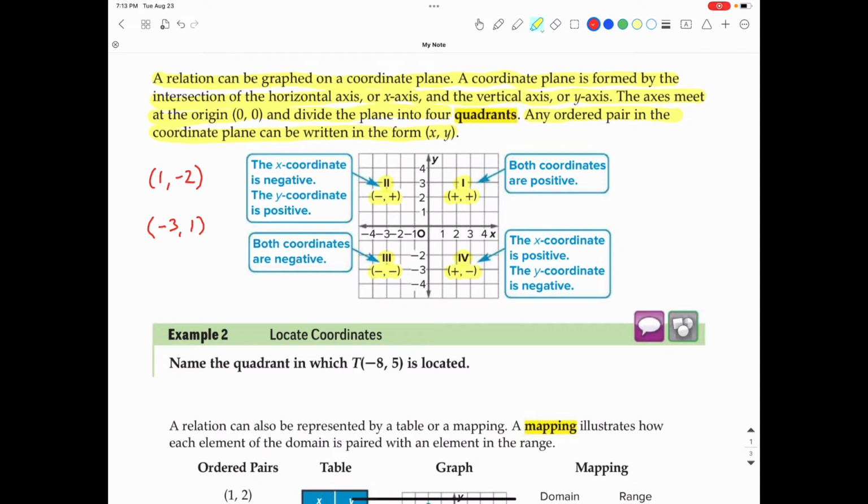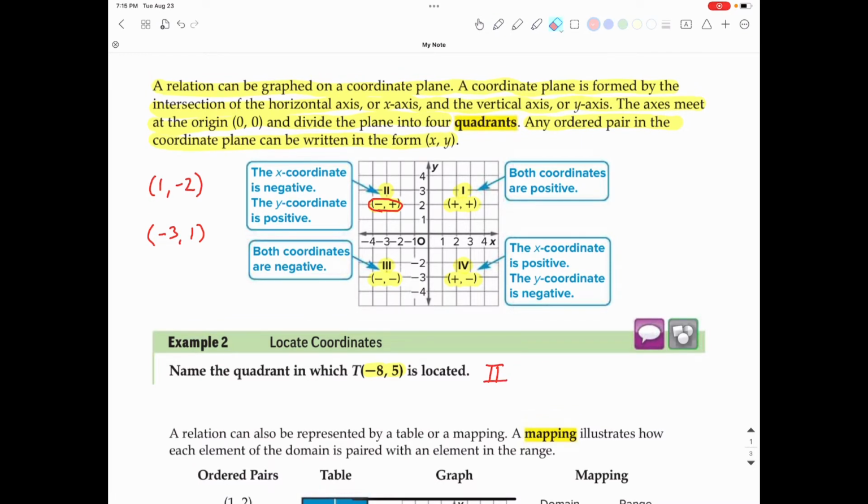So example number 2 says to name the quadrant in which the point -8, 5 is located. So -8, 5 is bigger than what our example graph shows, but since the first coordinate, the x value, is negative, and the second number, the y value, is positive, that would be in quadrant number 2 right here, a negative first number and a positive second number. So the quadrant is quadrant number 2. So I would write Roman numeral 2.